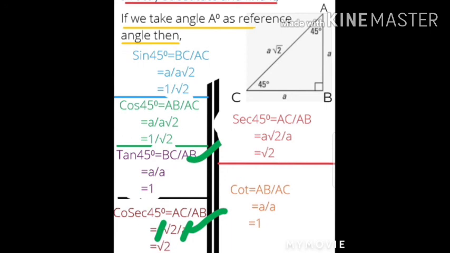So cot ratio will be equal to adjacent side by opposite side. So adjacent will be AB and opposite will be BC. So AB by BC, we know that the value of AB is A and also BC is A, which will be equal to A by A. If we cancel it out, we will be getting the value of cot 45 degree as 1. So this is how to prove the values of trigonometric ratios.